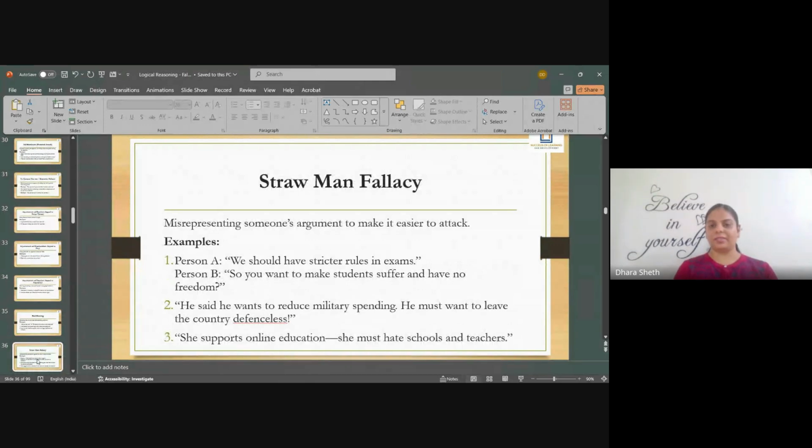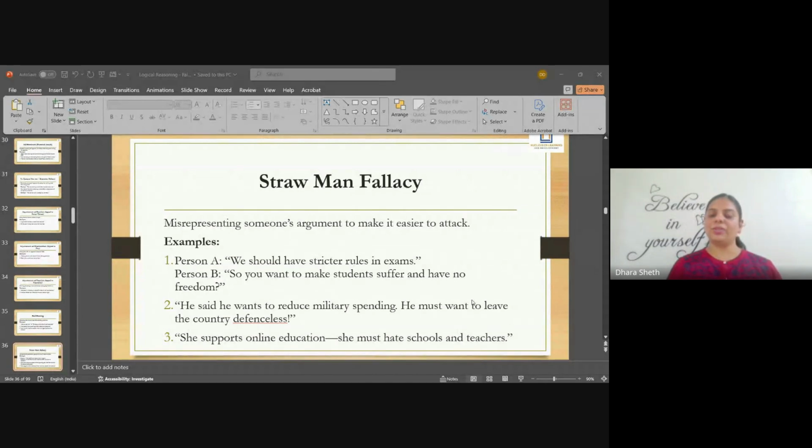Straw man fallacy. Misrepresenting someone's argument to make it easier to attack. Like, we should have stricter rules in exams. So you want to make students suffer and have no freedom? Now, this argument, which talks about having strict rules in exams, does not actually encroach the freedom of students, right? But it is twisted and misrepresented in a way that now it becomes easier to attack.